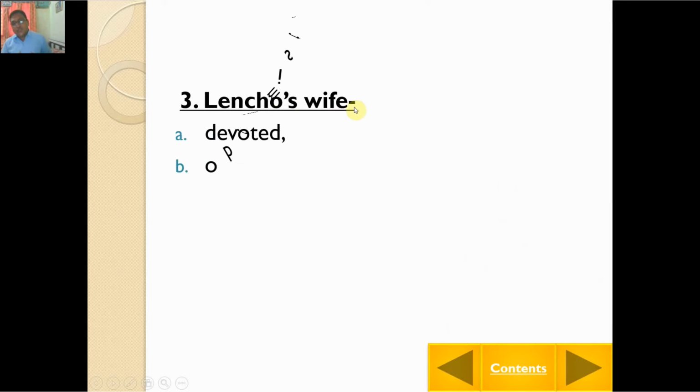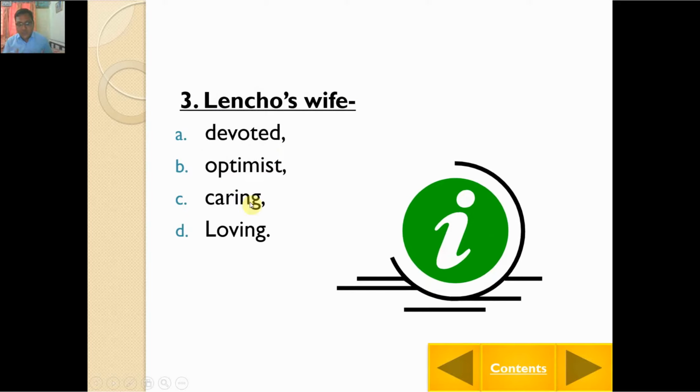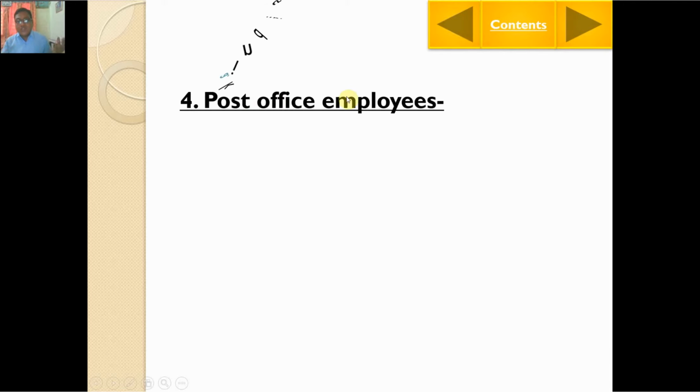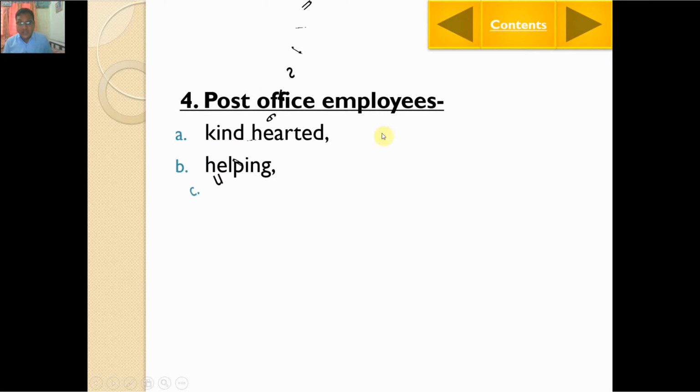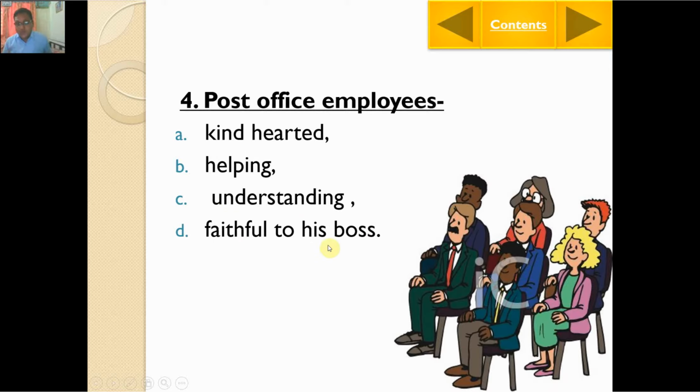The third important character in the story is Lencho's wife. She was devoted, optimistic, caring, loving. Then, the post office employees. They were kind-hearted, helping in nature, quite understanding, and very faithful to their boss.